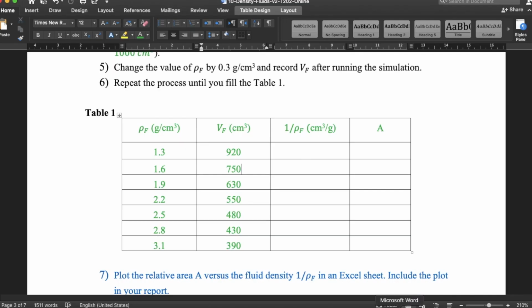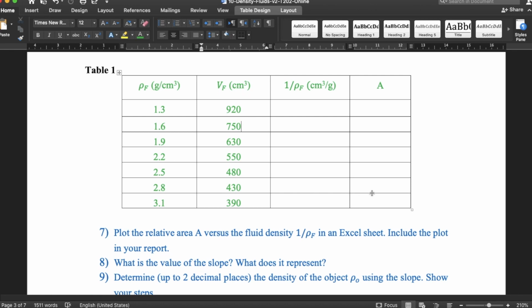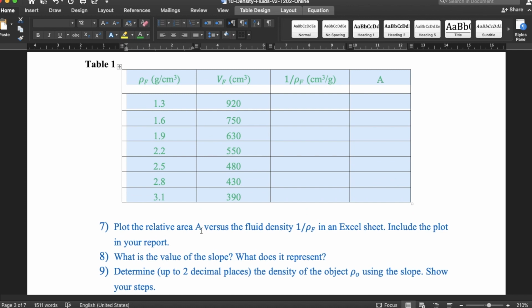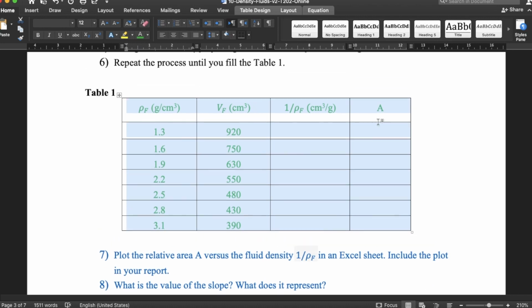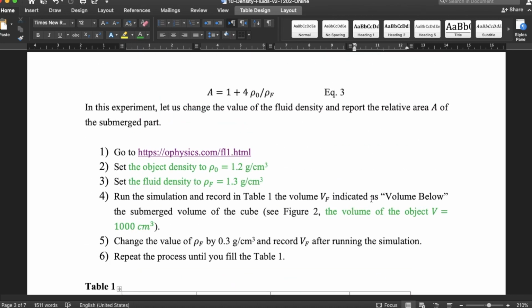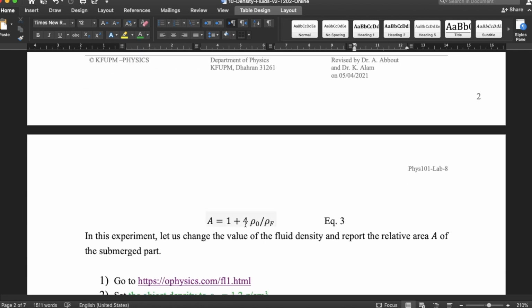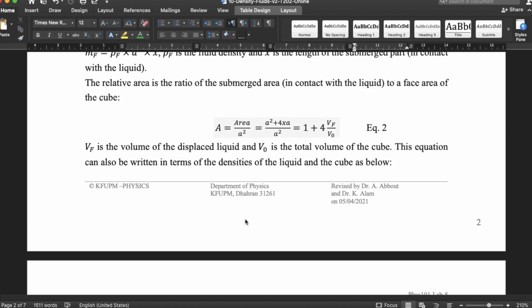Okay, after completing this table, copy it and take it to Excel, and we'll make a plot of A versus 1 over rho F. And by the way, A, just to remind you, is given by this equation: 1 plus 4 times the final volume divided by the volume of the fluid divided by the volume of the object. And we will not use this equation because we will get the density of the object using the slope.